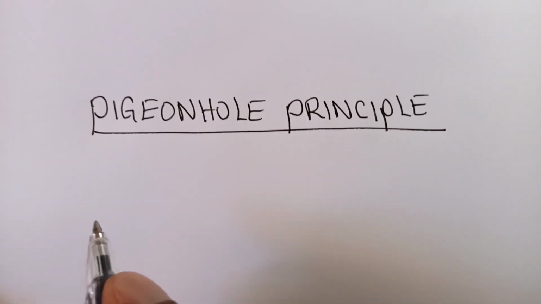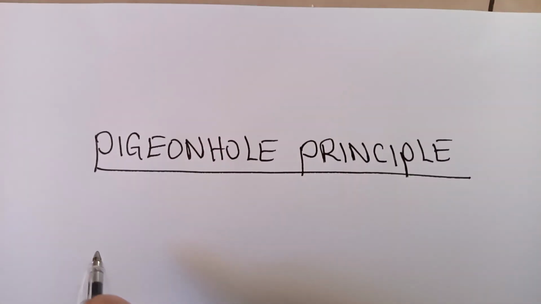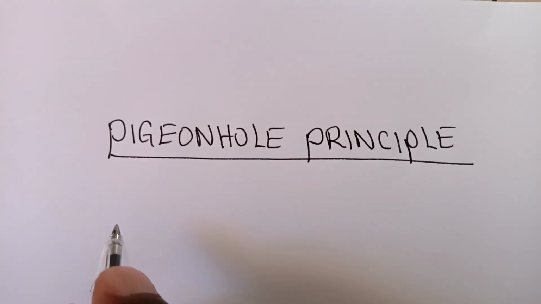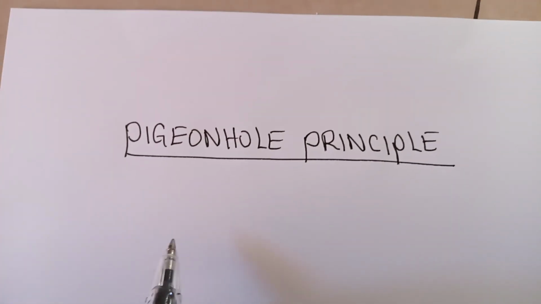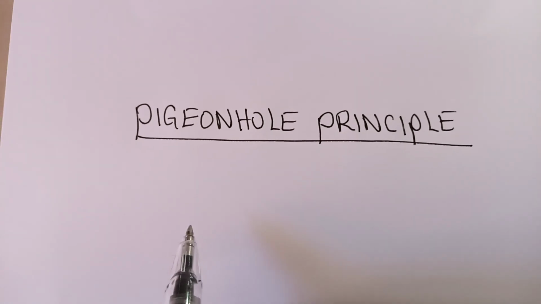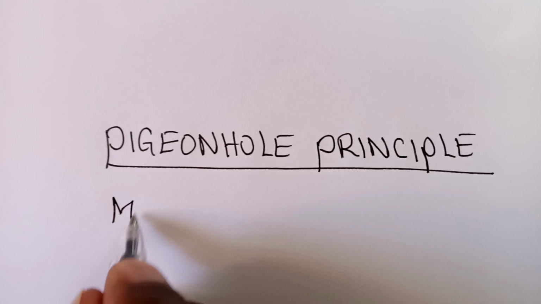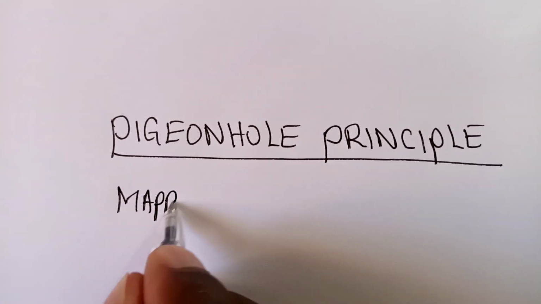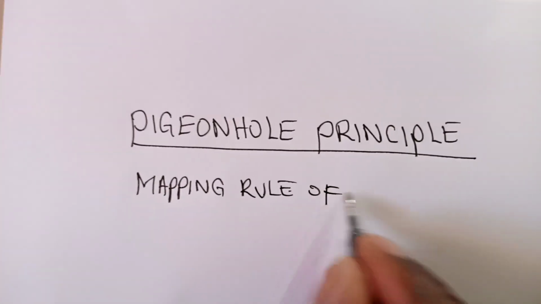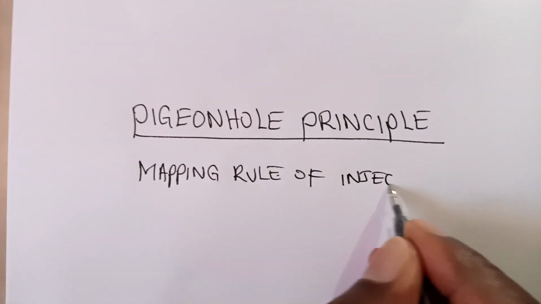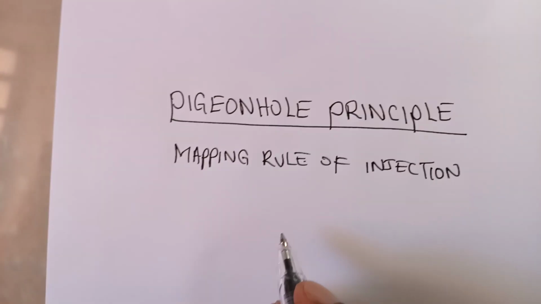Today I want to discuss another topic in discrete mathematics, that is the pigeonhole principle. This will help to answer the question when the resources are actually less than the demand. In this one, it's required to use the mapping rule of injection. I want to discuss the mapping rule of injection before we get to what the pigeonhole principle states.